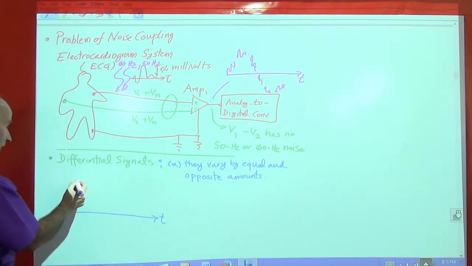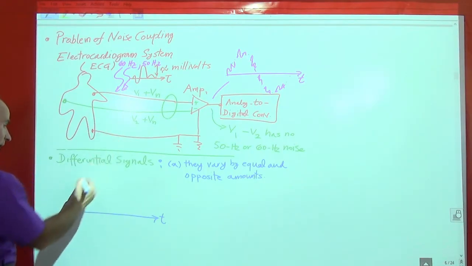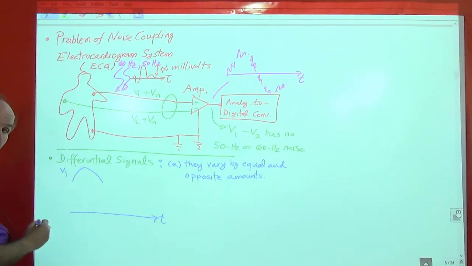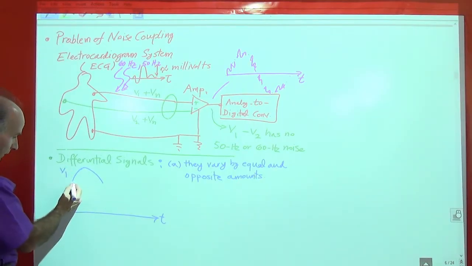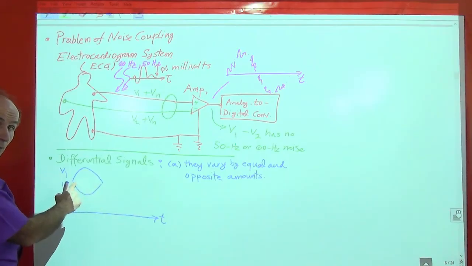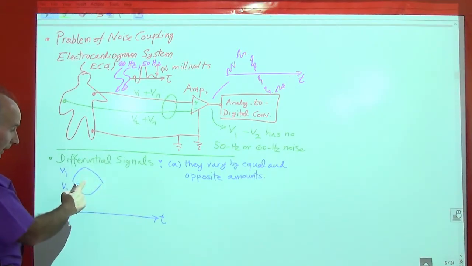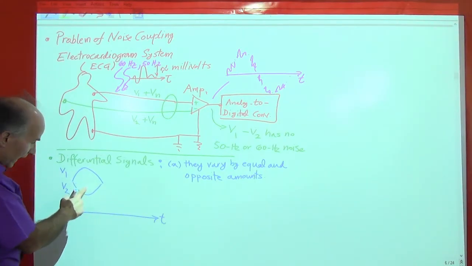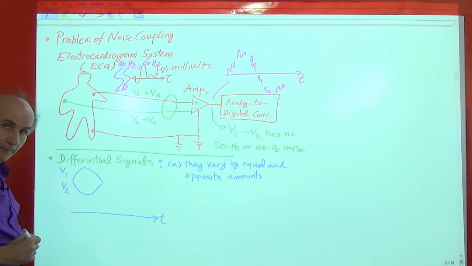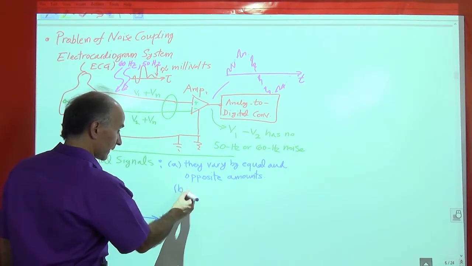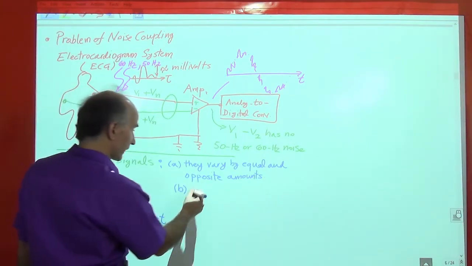So let's start from here. For example, V1 and V2, right? So V1 wants to do this. Okay. V2 has to do this. So V1 goes up and comes down. V2 goes down and comes up. And by the same amount. So if this goes up by a peak value of 2 millivolts, this goes down by a peak value of 2 millivolts.